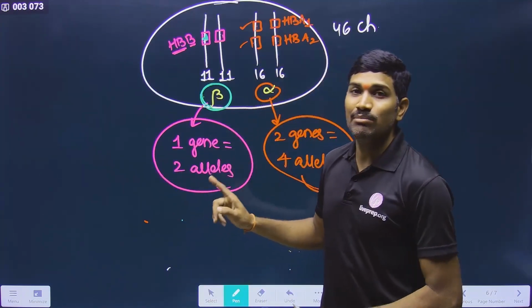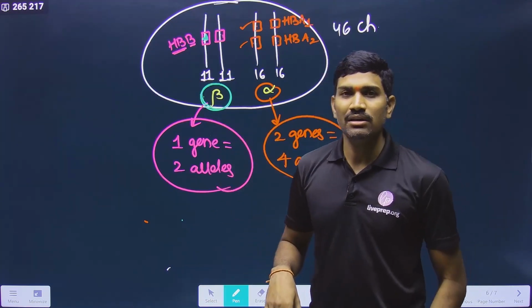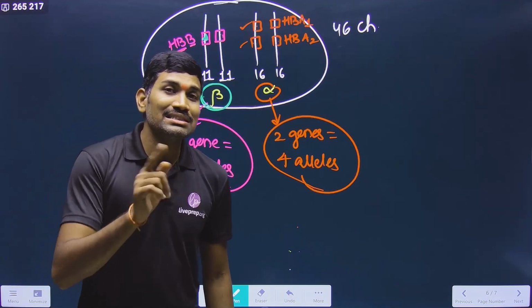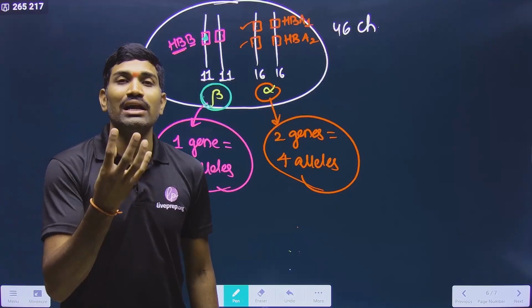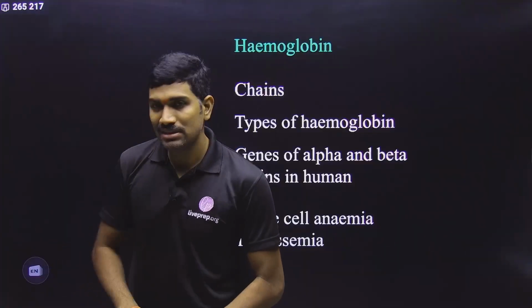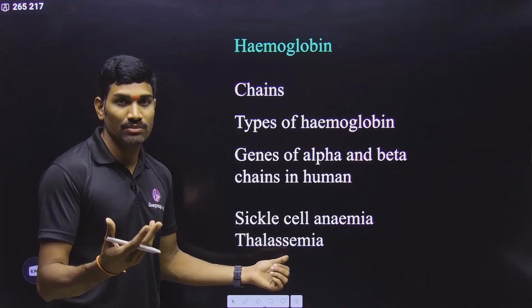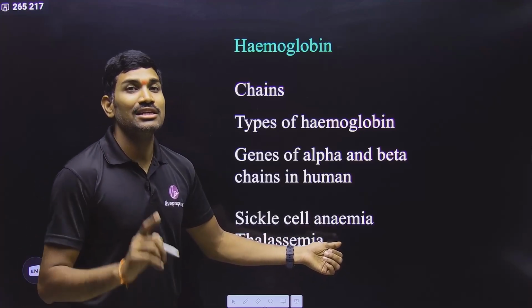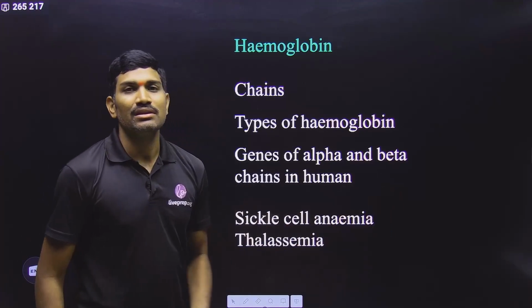That's why thalassemia is a quantitative problem. In thalassemia, the number of proteins is decreased. In sickle cell anemia, there is no problem with number, but the protein structure is affected because an amino acid is changed, which means the quality of the protein is affected. That's why sickle cell anemia is a qualitative problem, and thalassemia is a quantity, number-wise problem.